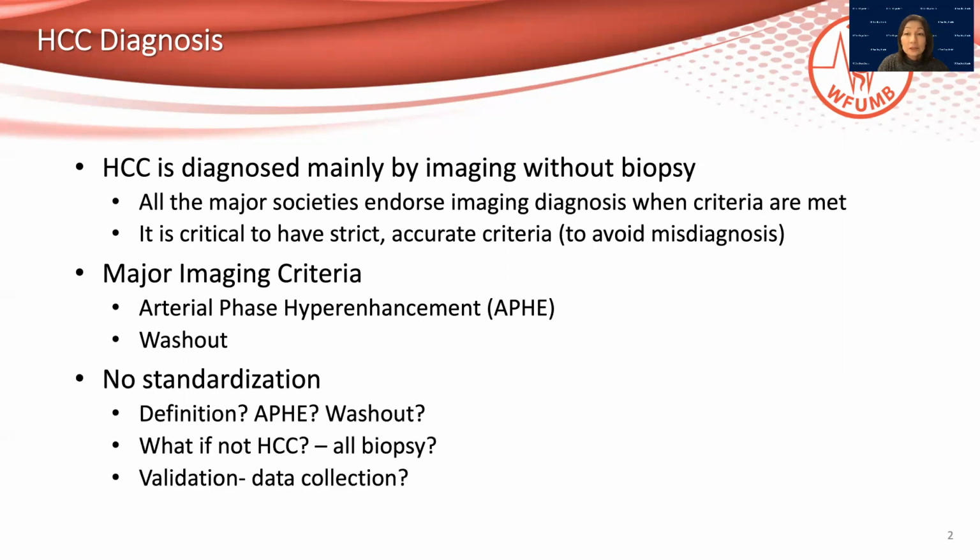However, there was no standardization or good guidance on how to diagnose HCC in the past. What is the definition of those imaging features? What do you do when it does not meet these criteria? In the past, AASLD and EASL recommended biopsy for all non-HCC nodules, but are they all the same? And it was difficult to do validation or comparison when there was no standardization.